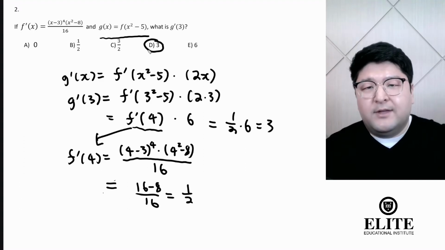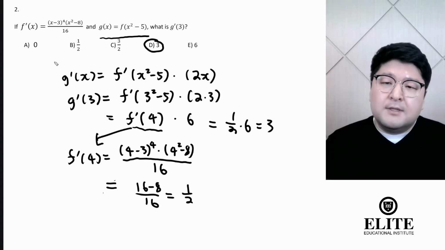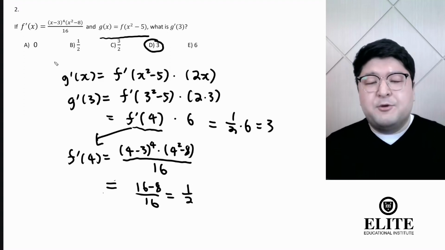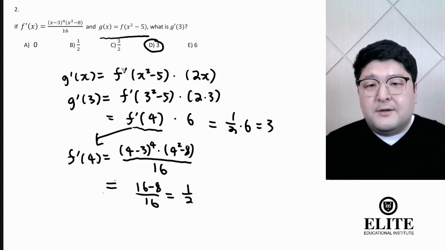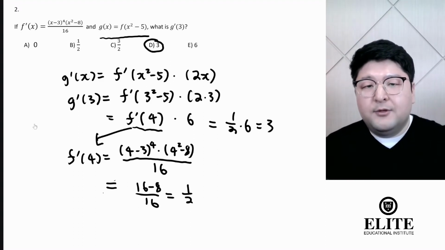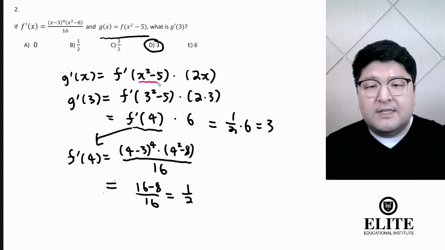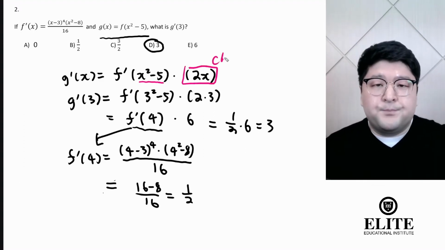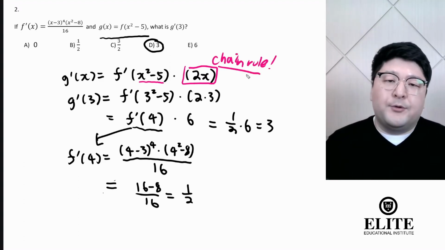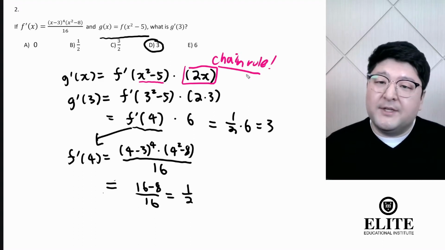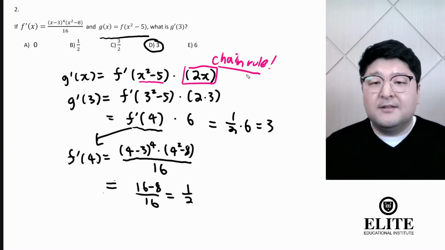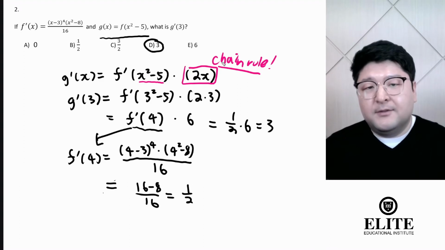So the answer is D. One thing we have to be careful of is that when we take the derivative of g, we have to make sure we multiply by the derivative of the inside function, 2x, by the chain rule. The chain rule is probably one of the most important derivative rules that we have to know for the AP exam. You will be using this a lot, so make sure you don't forget about the chain rule.